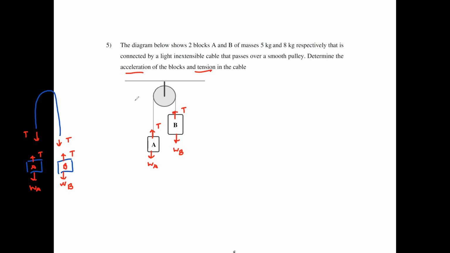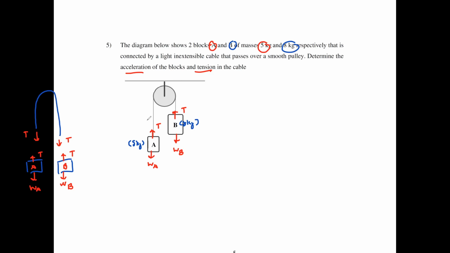Normally, we don't bother about the force on the cable. We don't bother showing the force on the cable because it doesn't tell us anything useful. Okay, we only want the forces acting on the blocks itself. Okay, so right now, block A is 5 kg. Block B is 8 kg. This is the heavier one. This is the lighter one. So obviously, your block B is going to go down and block A is going to go up.